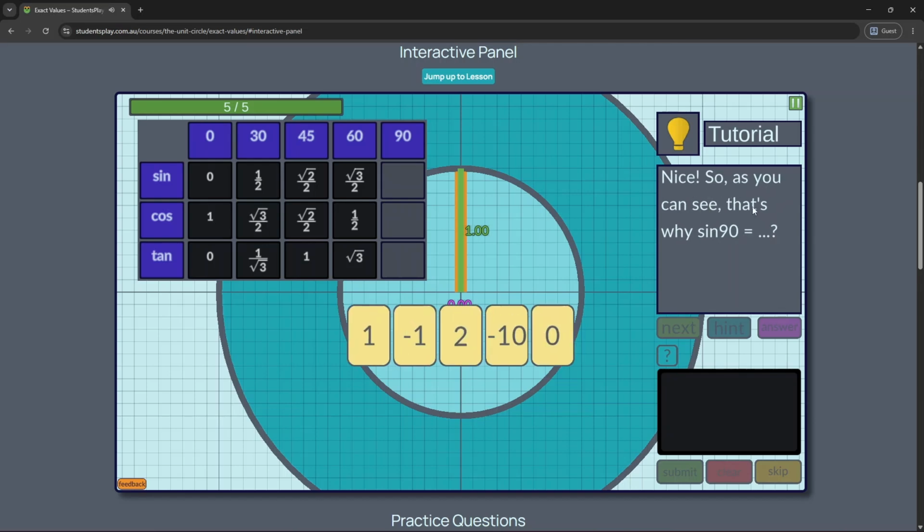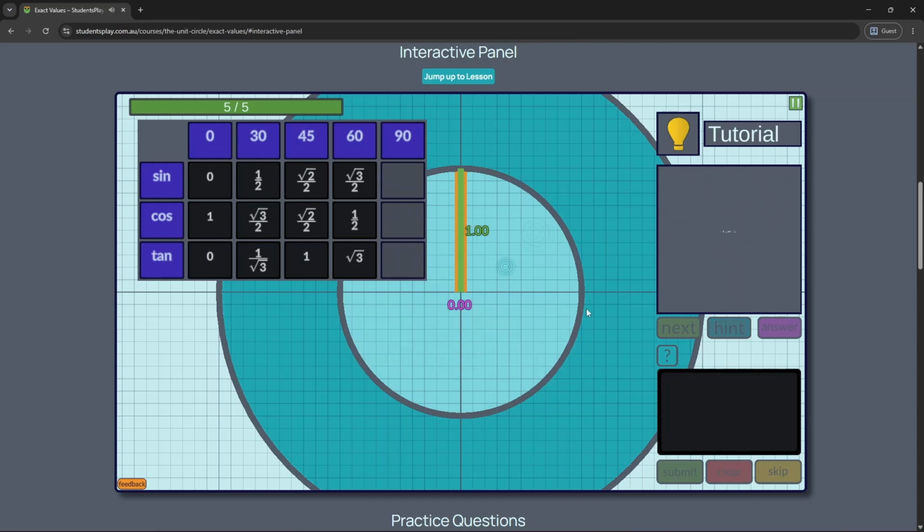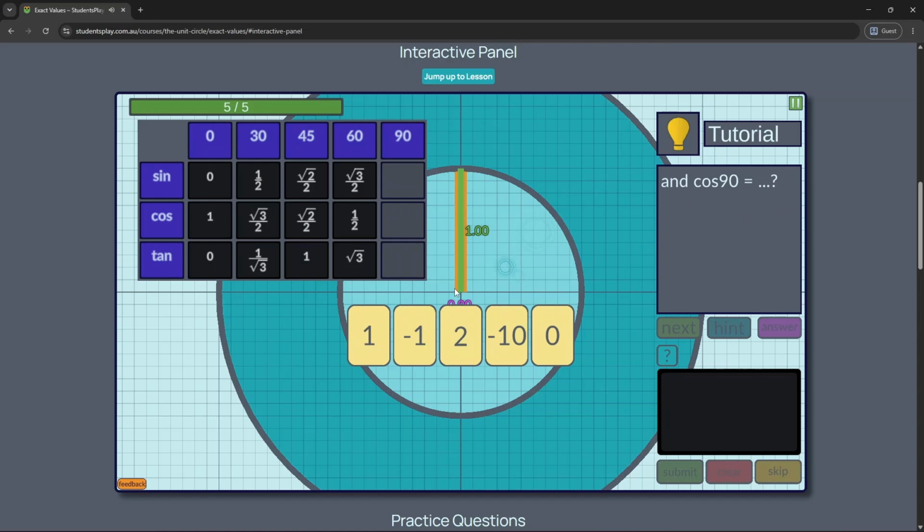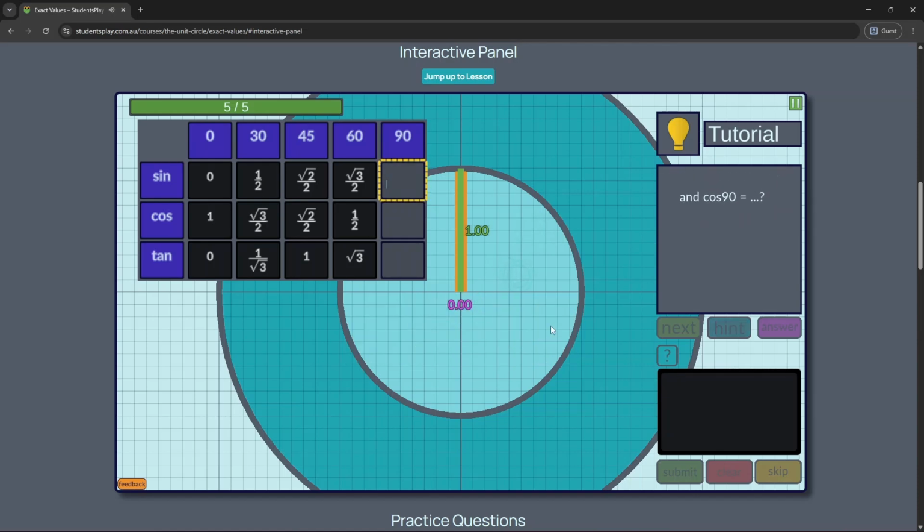So as you can see, sine 90 equals the opposite, and now the opposite is 1. And cos 90 is the adjacent, and that is now 0. Let's add them to the table. Start with sine 90 equals 1, and cos 90 equals 0.